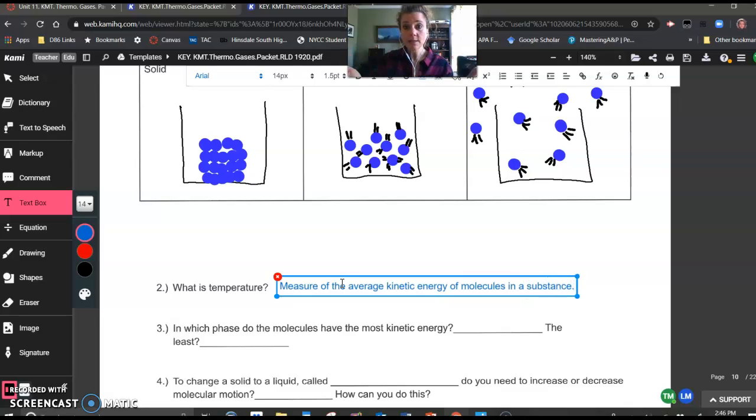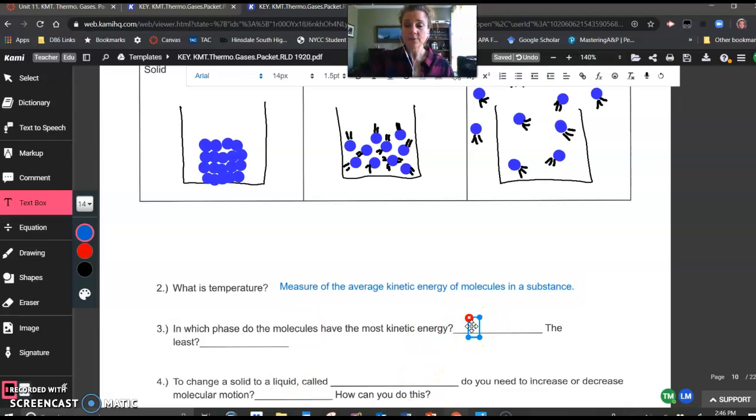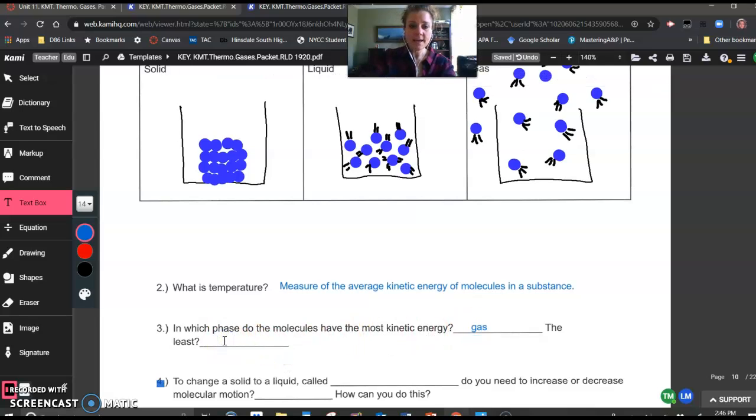So when you have a high temperature, it means that the molecules are moving around a lot. And if you have a low temperature, it means that the molecules are moving around very little. So in which phase, my solid, liquid, or gas, do the molecules have the most kinetic energy? Well, that would be in the gas because they've got the three zoomies on each molecule. And my solid is going to have the least.